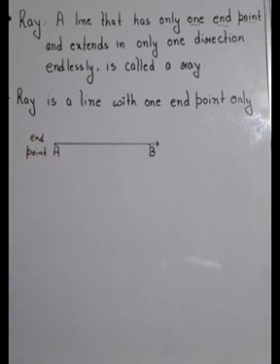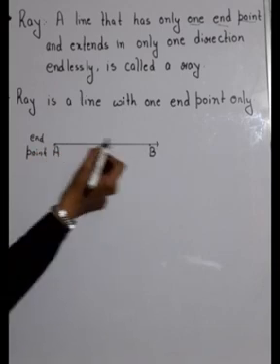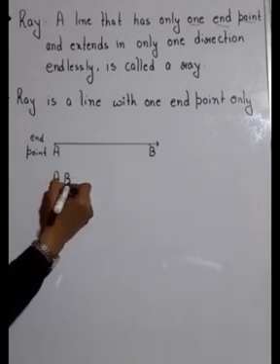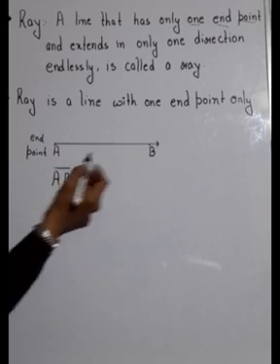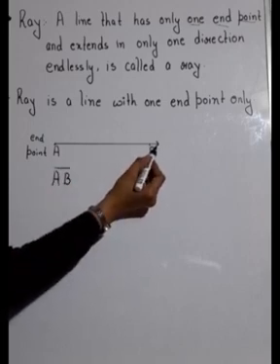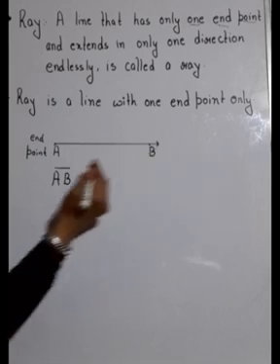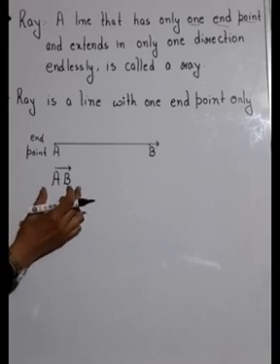Now how are you going to represent a ray? See, I have marked two points here, A and B. So you will write AB. The ray starts from A, so you will write A like this, and you can see at B I have put an arrow which shows that the ray is extending towards B. So here also I will put one arrow. This is the way of representing a ray.